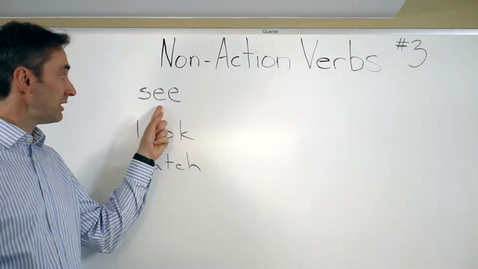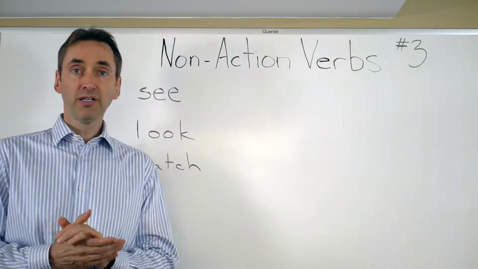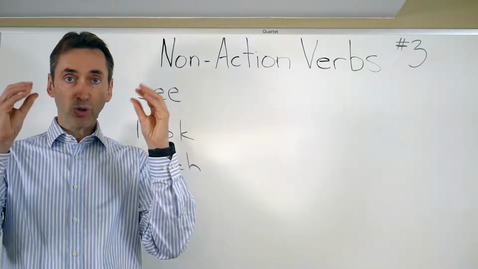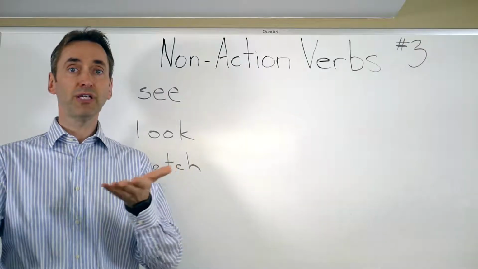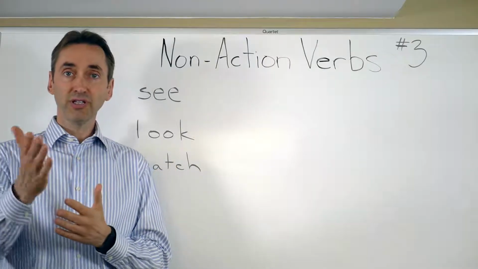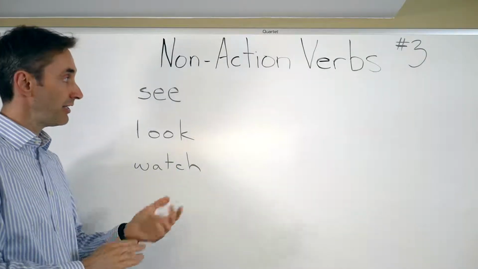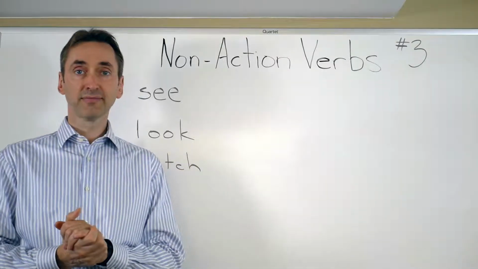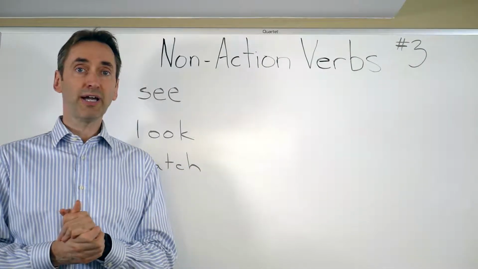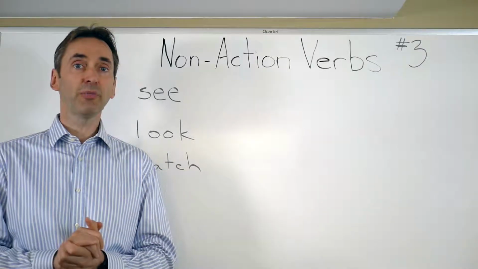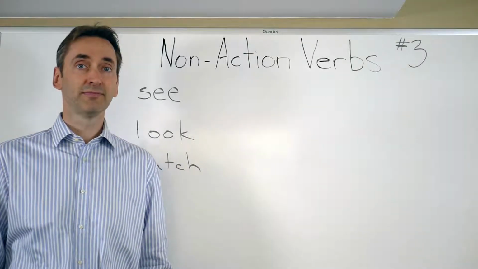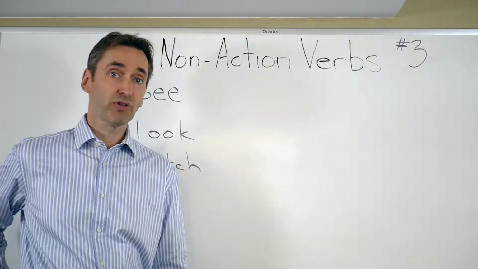The first verb is see. See is when my eyes are open, the different things I can see. I can see the camera. I can see the whiteboard. But I can't tell some specific things about it. I can just see them. So this is a non-action verb.